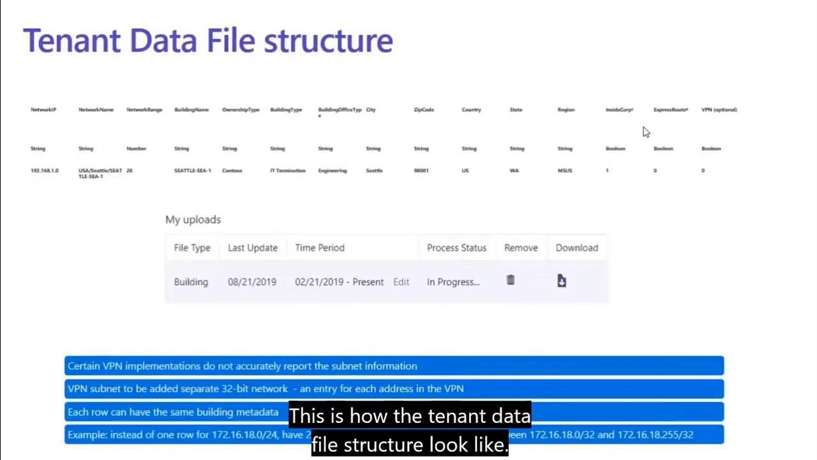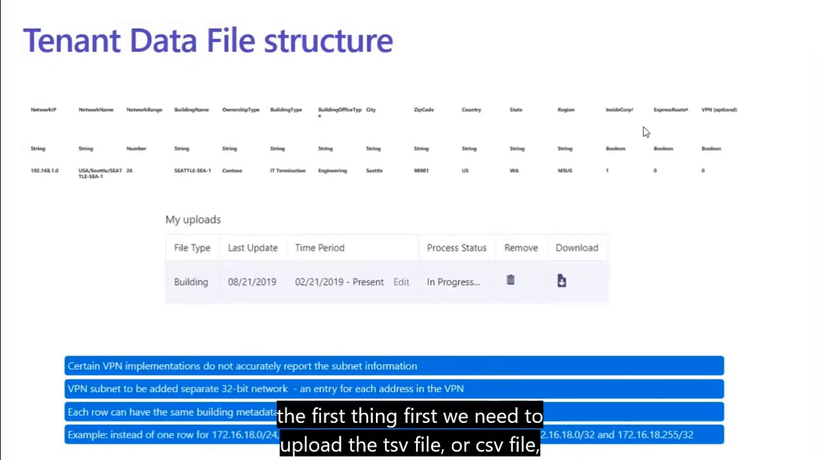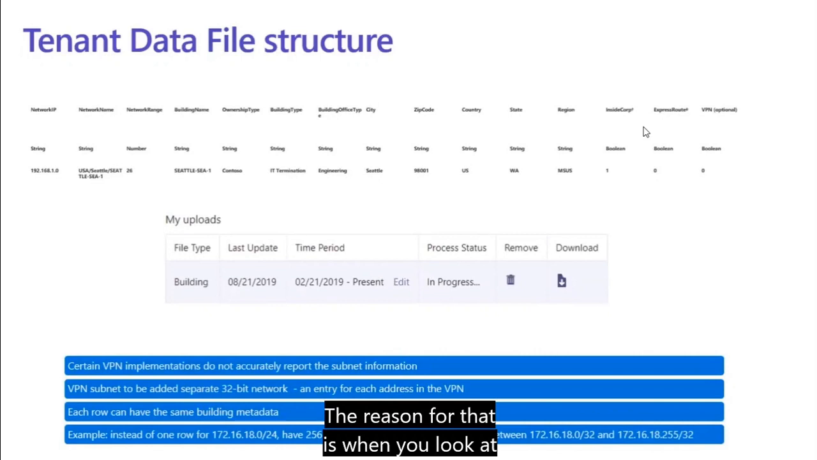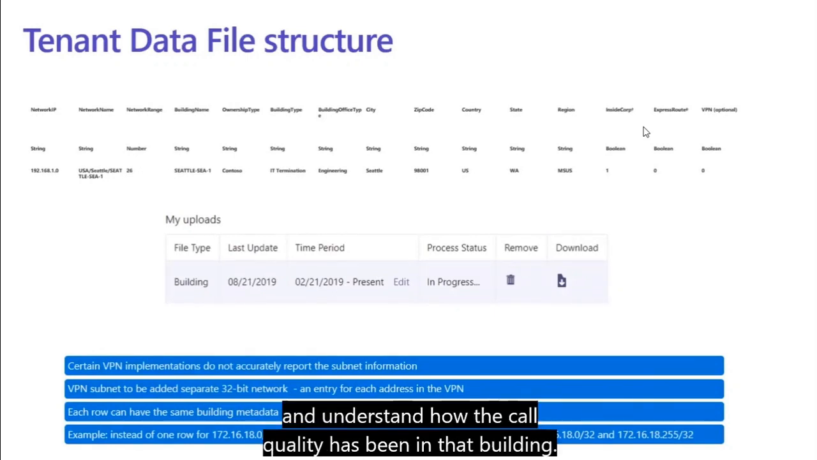This is how the tenant data file structure looks. So when we start using CQD and CA, the first thing we need to do is upload the TSV or CSV file, which contains your network IP, network name, the range of networks, the building types, ownership types, the city, region, and so on. The reason for that is when you look at the call quality dashboard or call analytics reports, it gives you a better understanding about which building it belongs to. You'll also have ways to detect the specific building and understand how the call quality has been in that building.